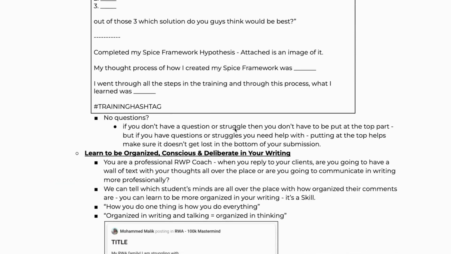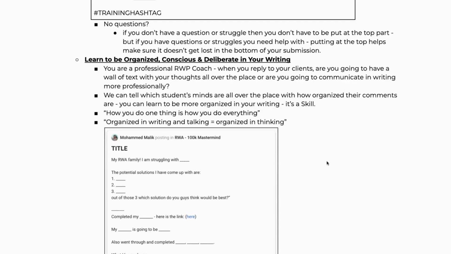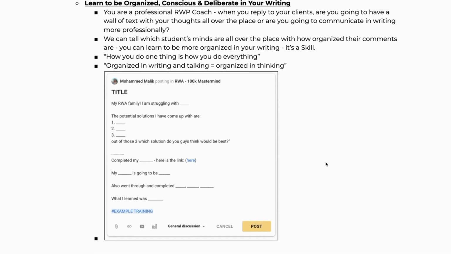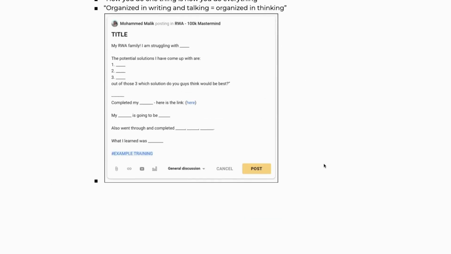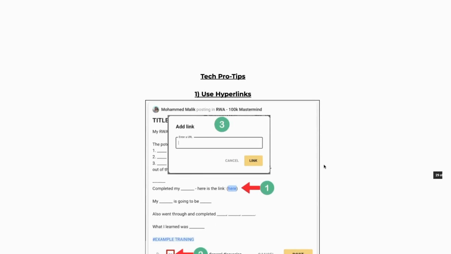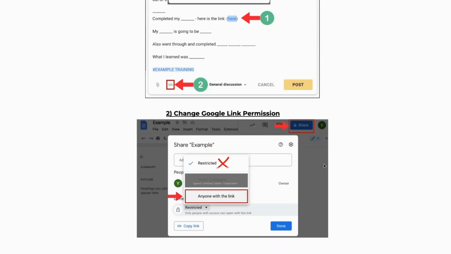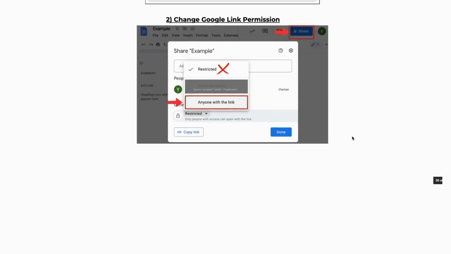Of course, we have talked about being organized, conscious, and deliberate in your writing. Please make sure you are using enter and space and everything properly, so that you can be properly organized, okay? Very important. In terms of tech tutorials, make sure you are using hyperlinks if you are going to be sharing them, and when you share links, make sure you are changing the permissions on them as well. In this submission, there's not going to be that many links, but if there is, use the proper etiquette for that, okay?